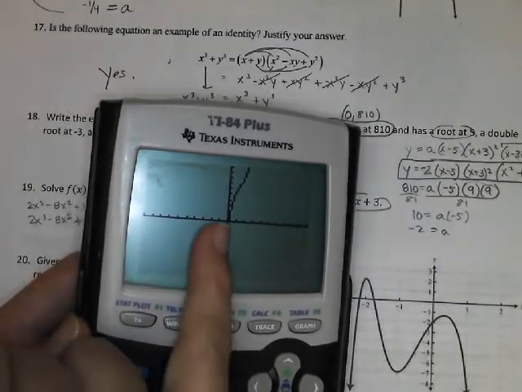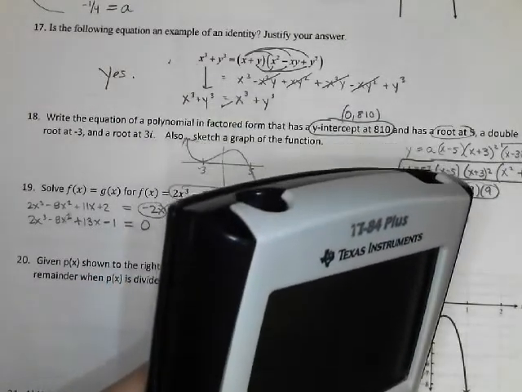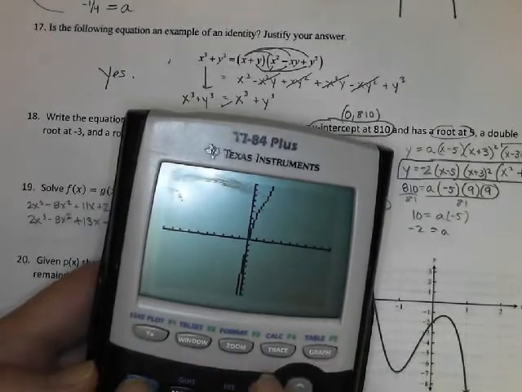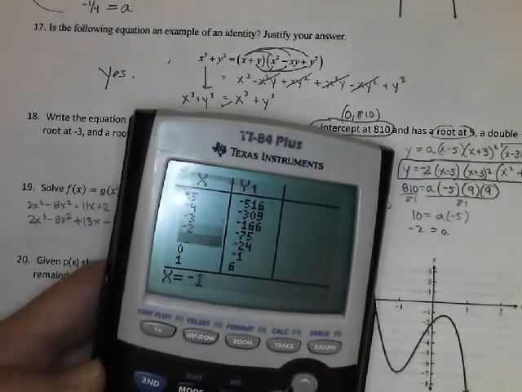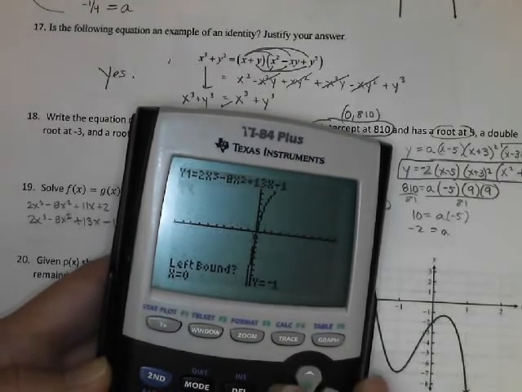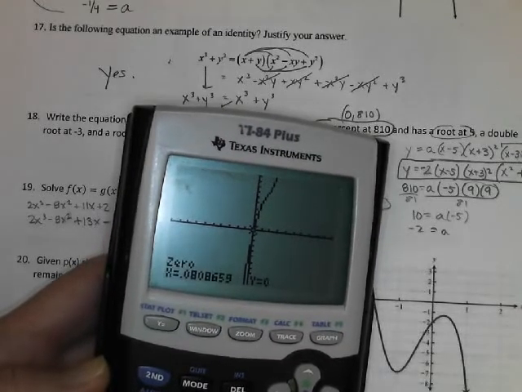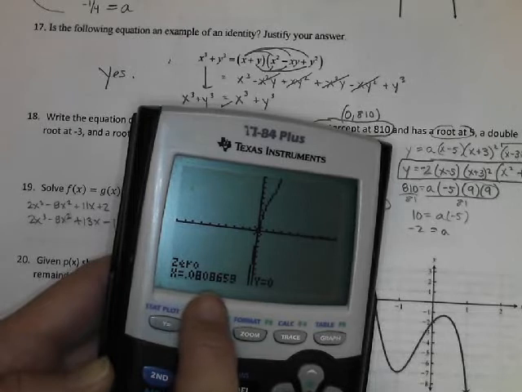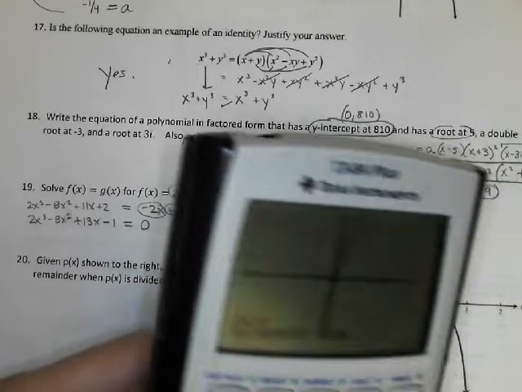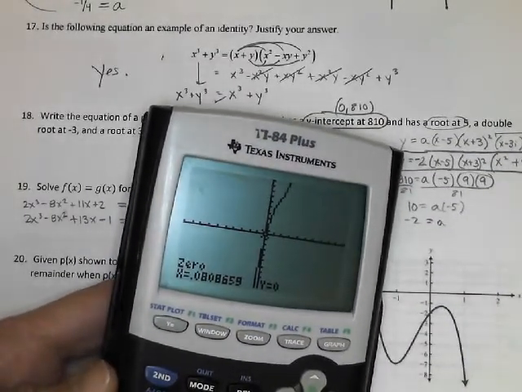Okay, so we have a root at 0, it looks like. I'm going to look at my table for a second. No, I don't have a root at 0. So second trace, I'm going to look for my root, left bound, right bound. My root's really actually at 0.0808659, which is obviously a fraction of some sort.